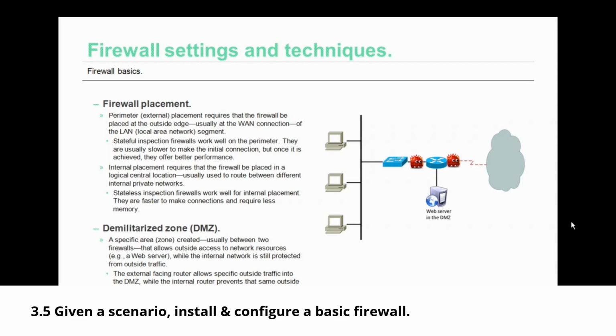A DMZ or demilitarized zone requires a special configuration or placement considerations for your firewalls. The DMZ is a specific area that is created, usually between two firewalls, that allows outside access to network resources while the internal network is still protected from outside traffic. You should consider using a DMZ if you're going to have a web server on your network. Outside users will need to access your web server, which is on your network, but your internal network still needs to be protected from malicious traffic. The external facing router allows specific outside traffic into the DMZ, while the internal router prevents that same outside traffic from entering the internal network.